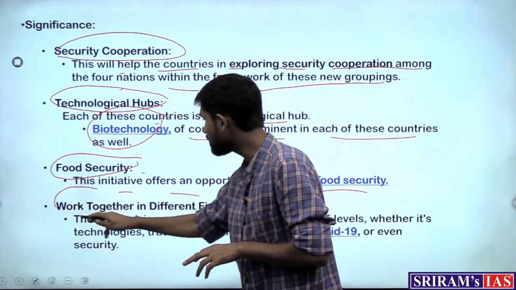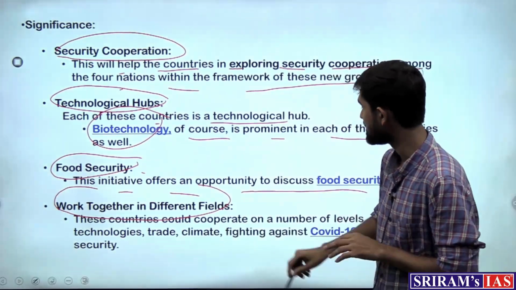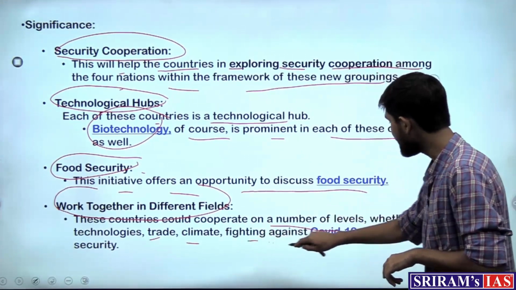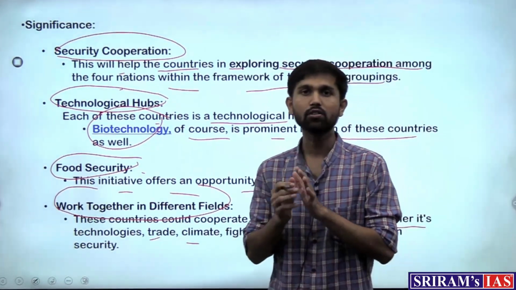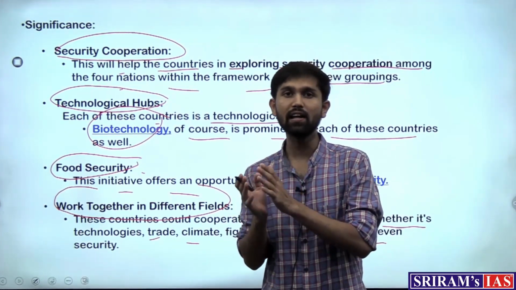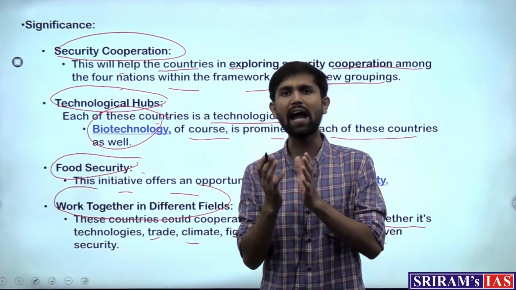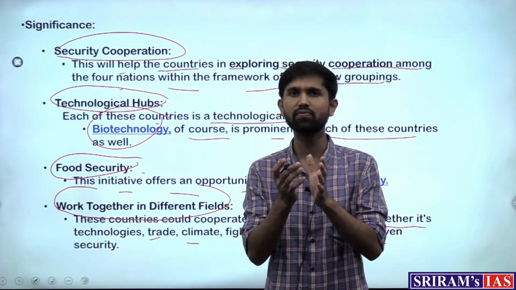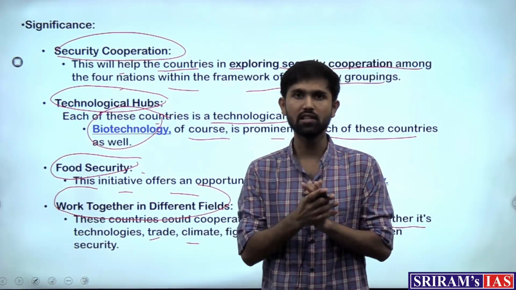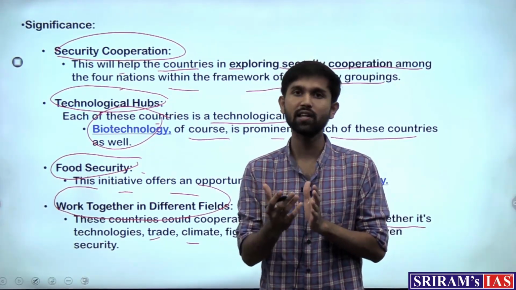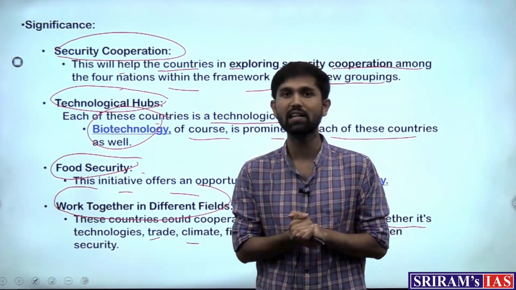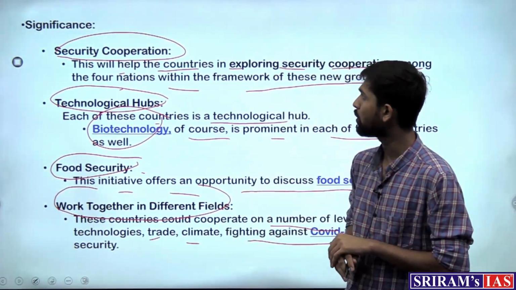And then apart from these, they can also work together in different fields on a number of levels, whether it's technologies, trade, climate, fighting against COVID, or even security. So this becomes an important grouping, wherein India earlier did not play an active role in the West Asian region, right? We did not see much of its interaction with the West Asian nations in such an active manner, but India has changed its approach, and it is engaging with the West Asian countries in a more proactive manner. So this becomes the importance for this grouping.